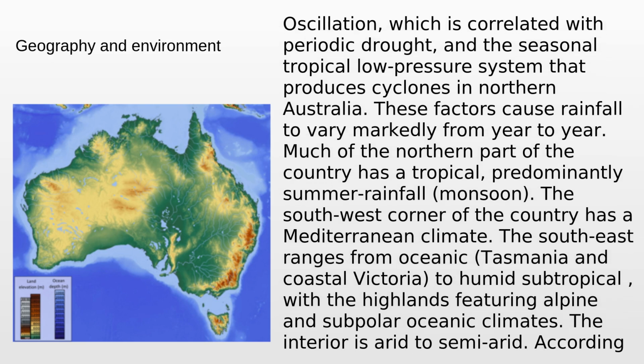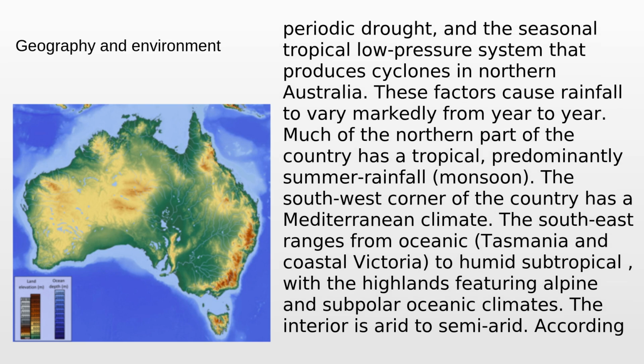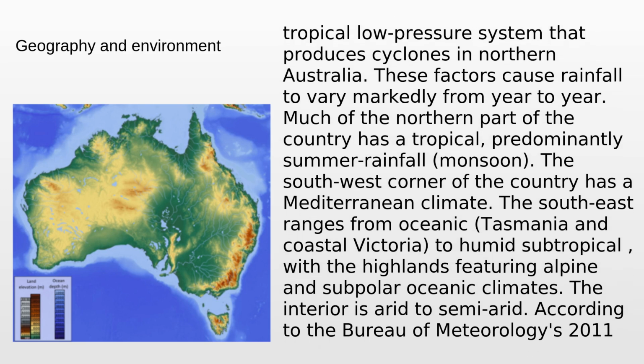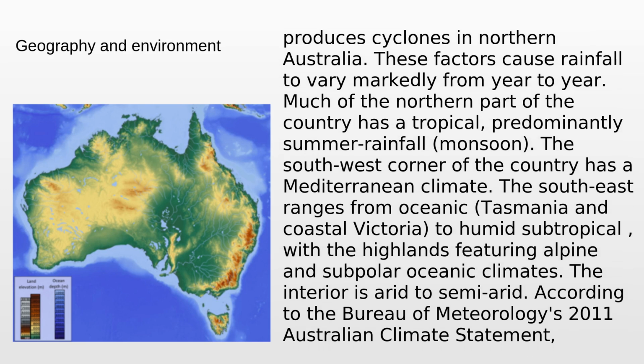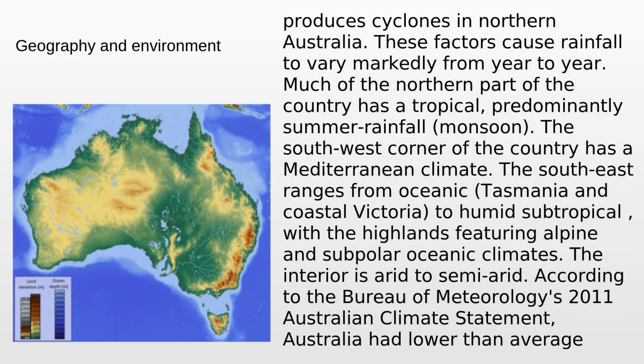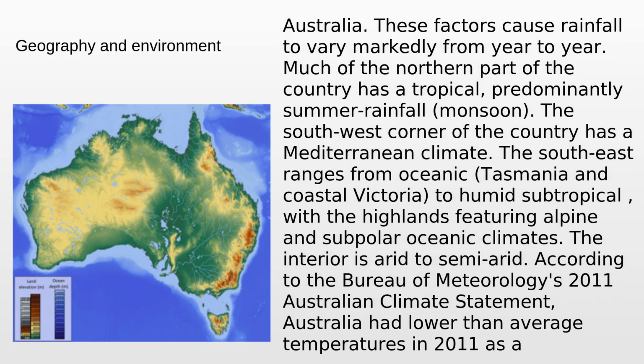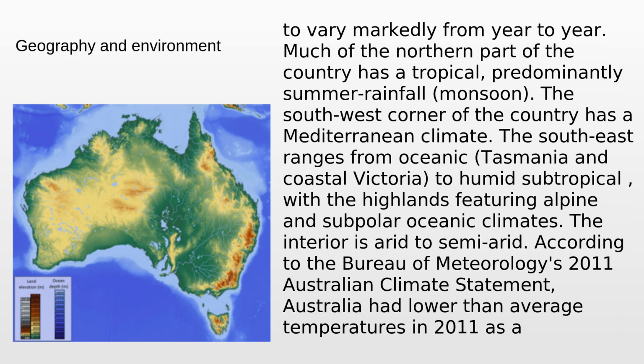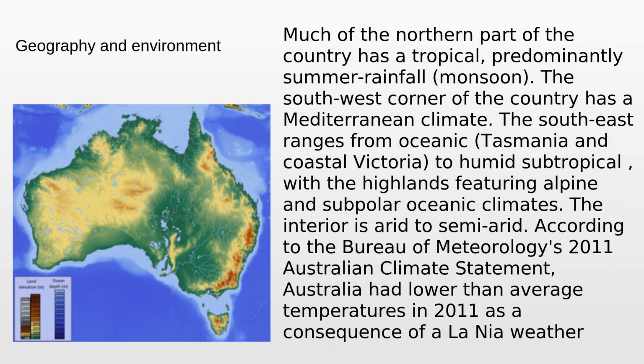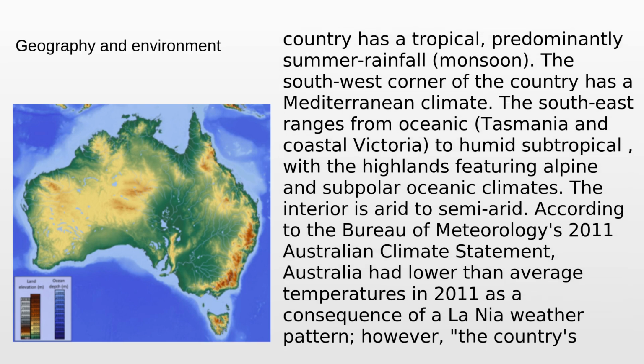The climate of Australia is significantly influenced by ocean currents, including the Indian Ocean Dipole and the El Niño Southern Oscillation, which is correlated with periodic drought, and the seasonal tropical low-pressure system that produces cyclones in northern Australia. These factors cause rainfall to vary markedly from year to year.